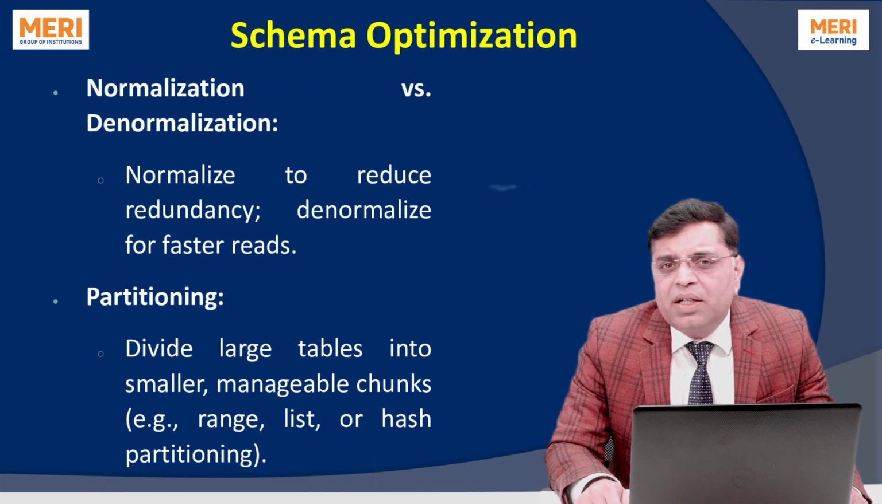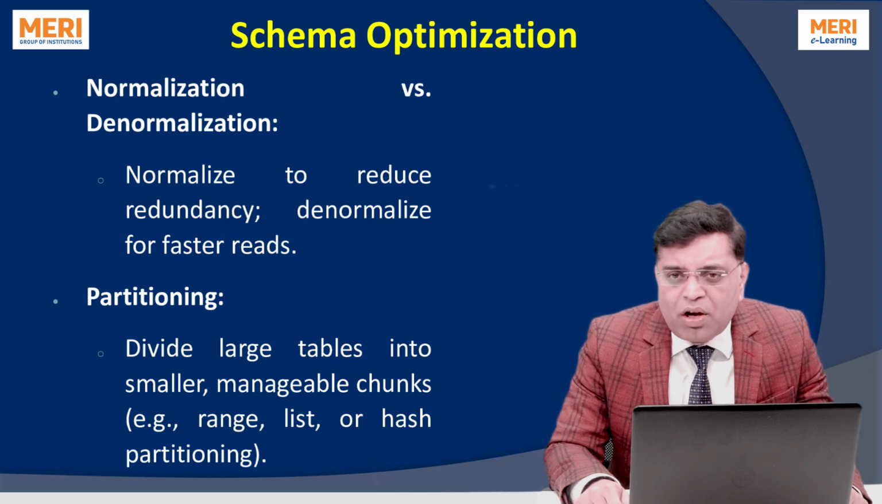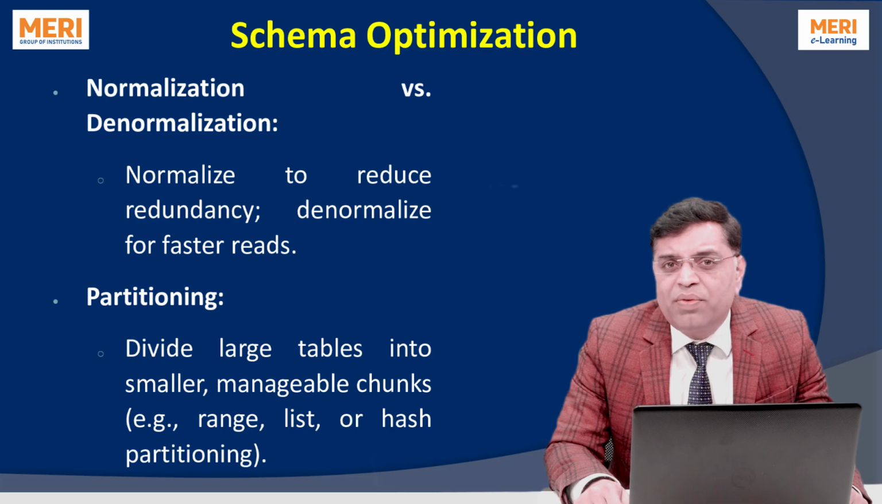Normalization organizes data to reduce redundancy and ensure consistency. However, excessive normalization can degrade read performance. Denormalization adds some redundancy for faster reads. Striking a balance based on application requirements is essential.